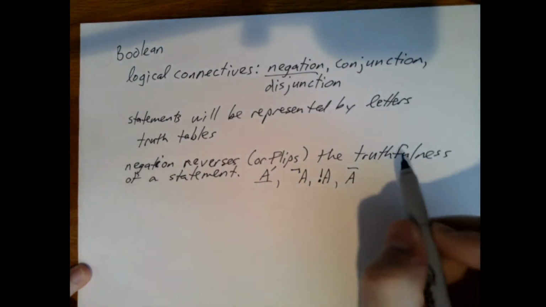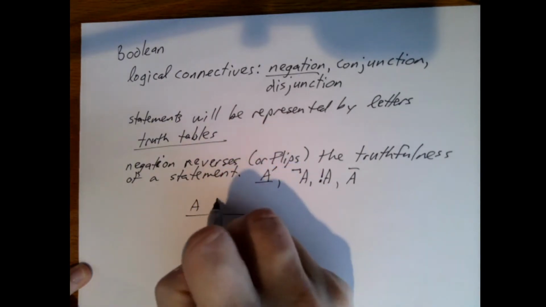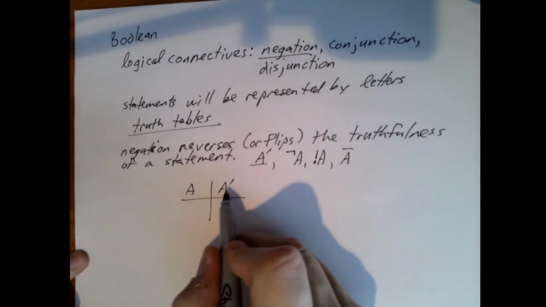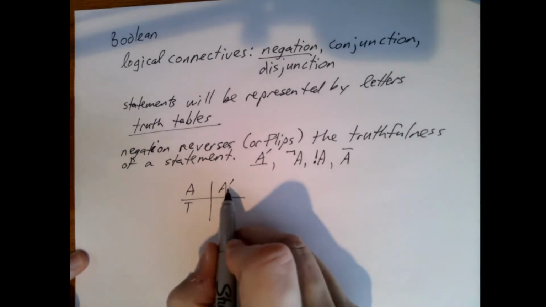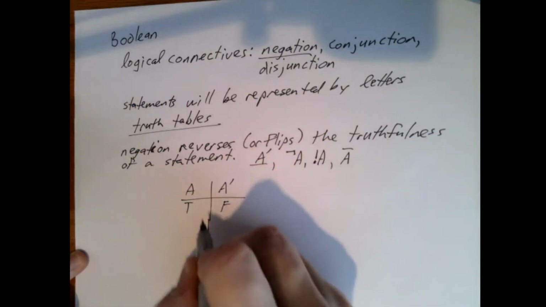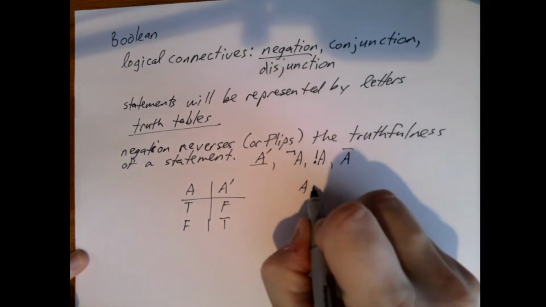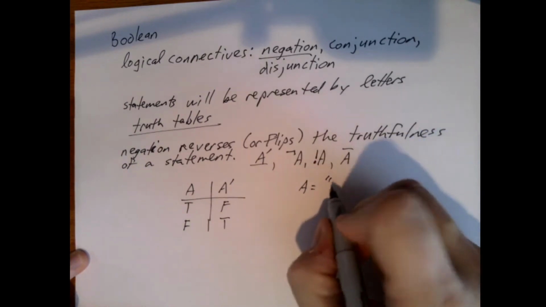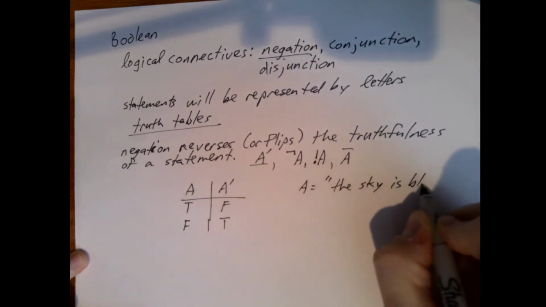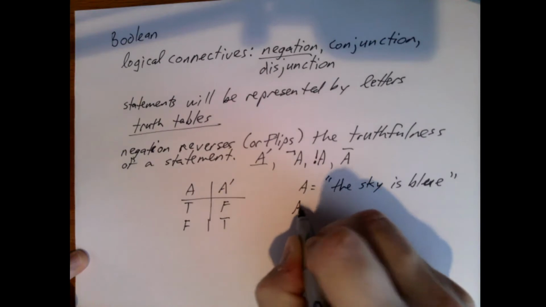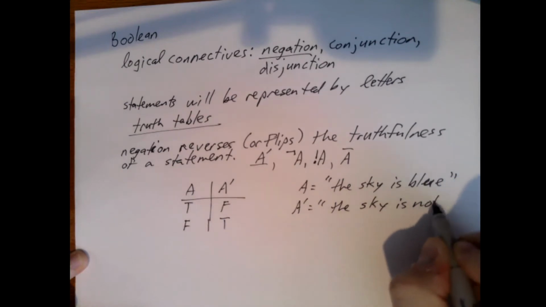So if we're producing a truth table for this, then I would say that here's A, and here's A naught. That's how I would say it. And so if A happens to be true, then the reverse of this would be false, right? And if A was false, then this would be true. So if I had something like this, A was equal to the sky is blue, then A naught is the sky is not blue.